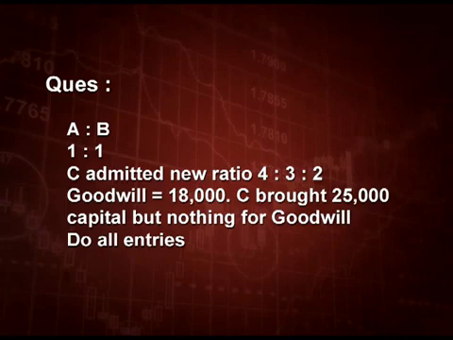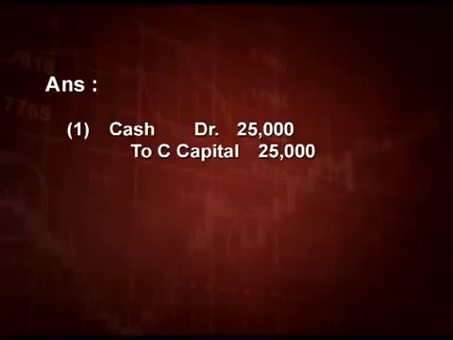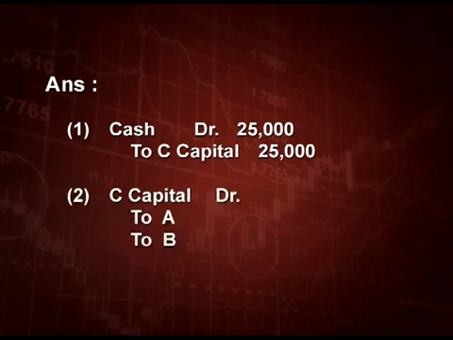First entry will be cash debit 25,000 to C capital 25,000, and the entry for goodwill will be C capital debit to A to B. In which ratio? Yes, sacrificing ratio. I hope you can calculate sacrificing ratio.